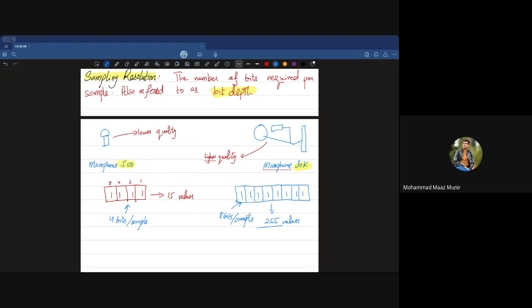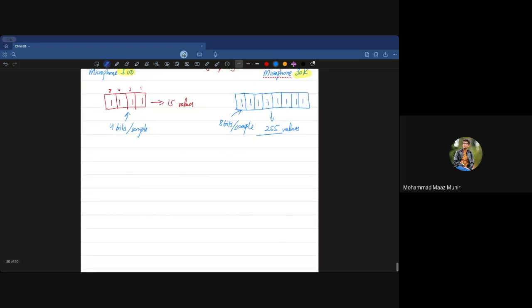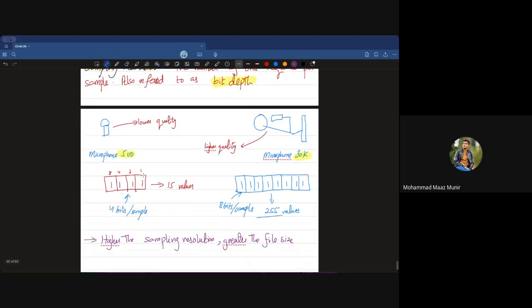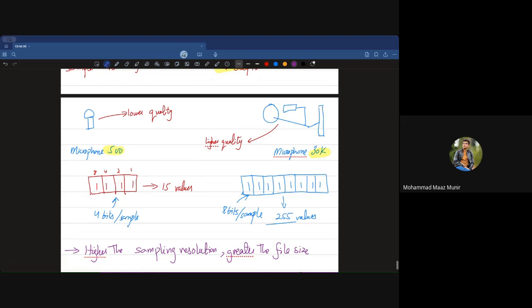But now when we have a greater capacity, this also means that the higher you increase the sampling resolution, the greater the file size is going to be. If there is one drawback, they might ask you why one should not have a great sampling resolution. The answer is that it results in a very large file size.